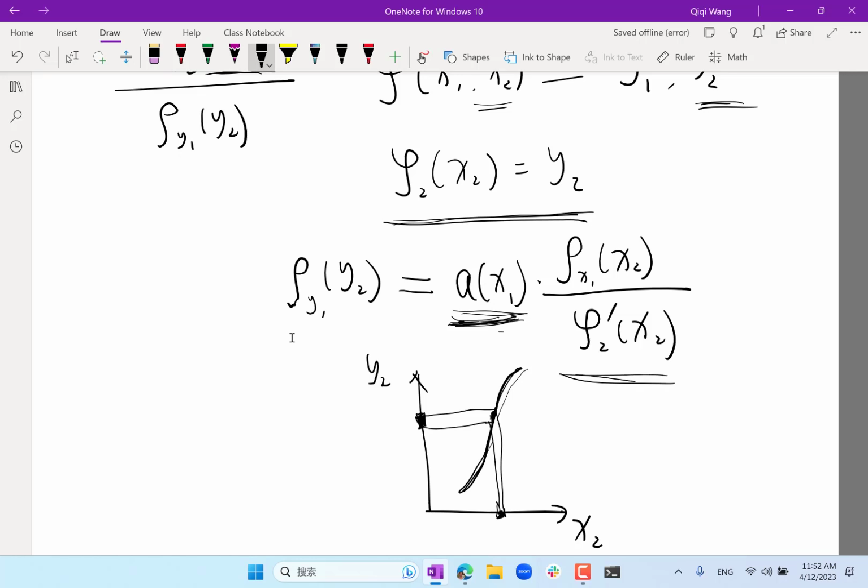So the slope really is a ratio of how big a dy2 is compared to how big a dx2 is, right? Because 1 over phi2 prime of x2 is equal to basically dx2 over dy2. And the density at x2 is essentially the mass divided by dx2. And the density rho at y2 is equal to the same mass divided by dy2.